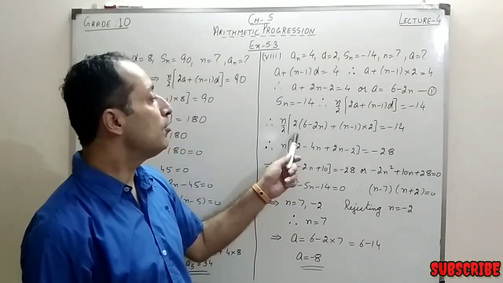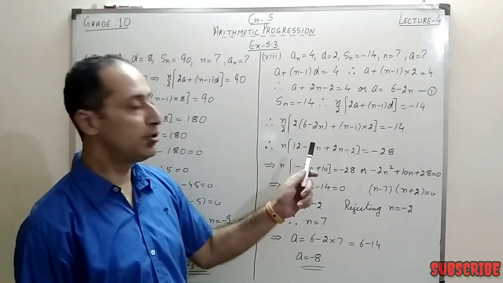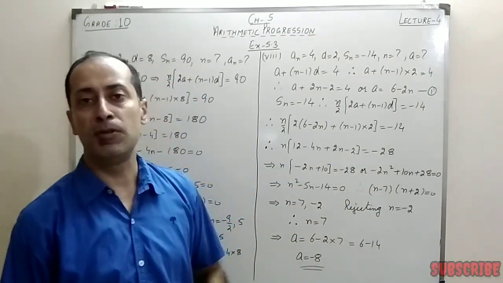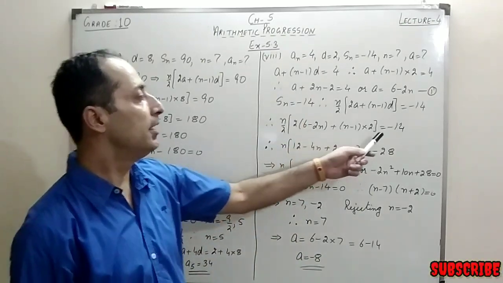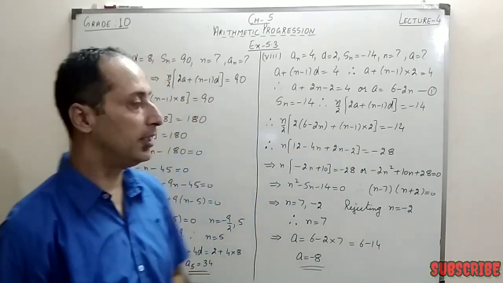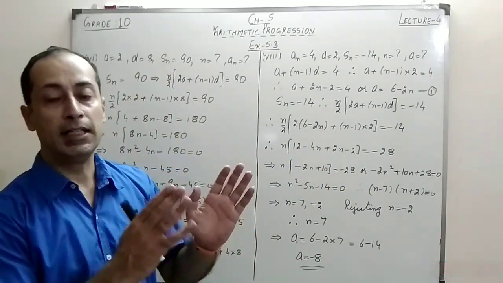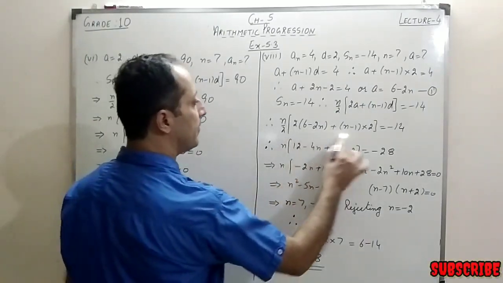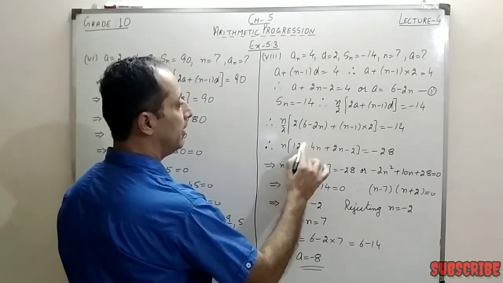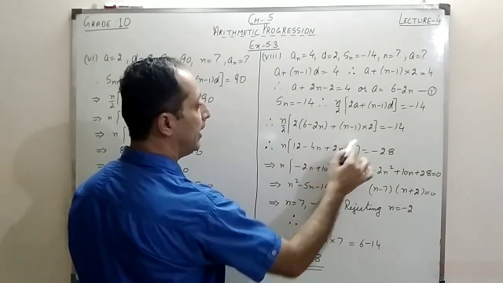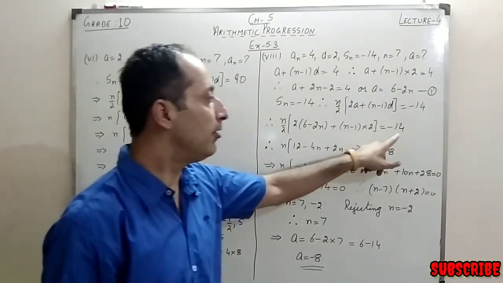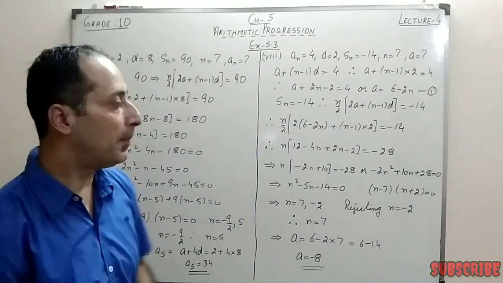So this becomes 2 times 6 minus 2n plus the remaining thing is same. I substitute the value of d also as 2 in the equation which was given to me. So this becomes equal to minus 14. Now next step is to simplify inside the bigger brackets, right? So I multiply these things. I get 2 into 6, 12 minus 4, 2n minus 2, and this 2 in the denominator again I multiply on the right side and it becomes minus 28.